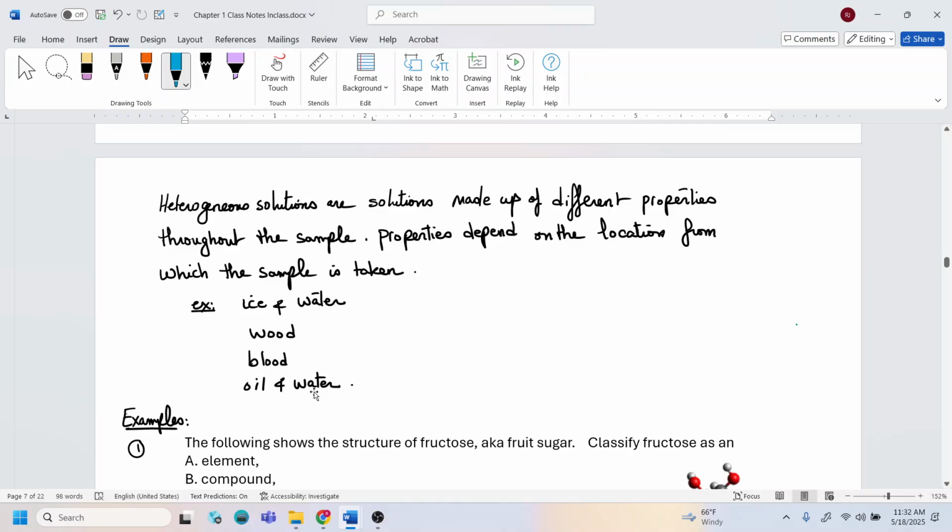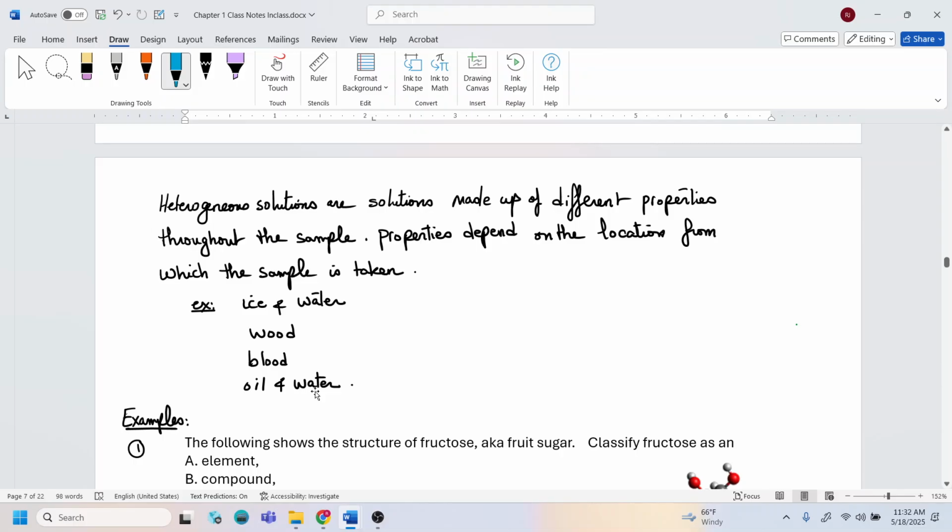Oil and water, same thing. Oil and water, these are two phases. Oil does not dissolve in water. Oil floats on top of the water because oil has less density than that of the water. So these two are considered to be heterogeneous solutions.